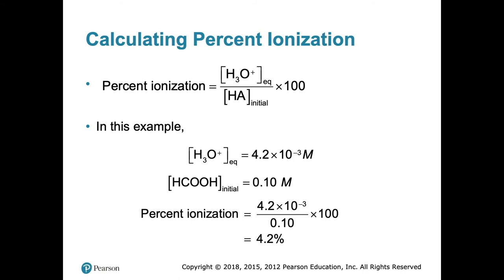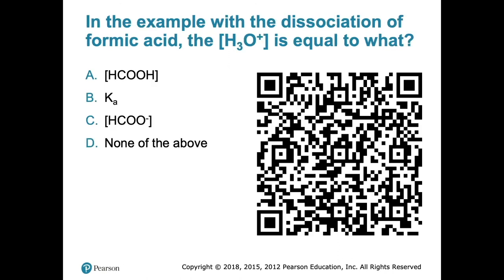So it's super easy to figure out the Ka of the acid, and figure out the percent ionization, just by knowing what? The pH, right? And the original concentration. So, real quick here, next question. In the example with the dissociation of formic acid, the H3O concentration is equal to what?